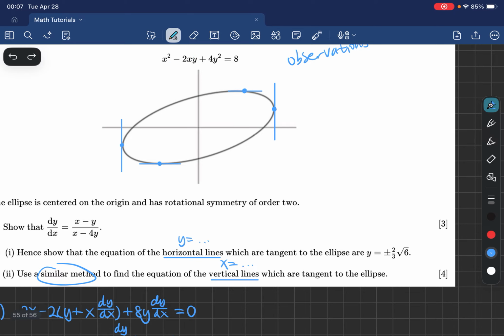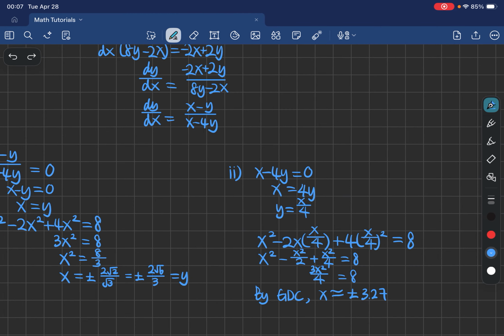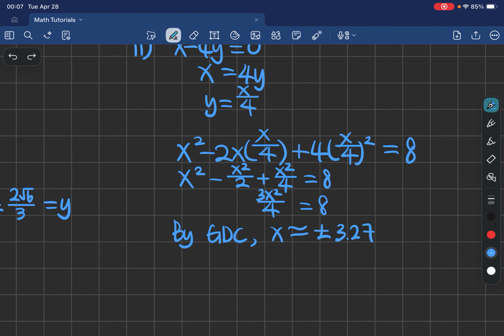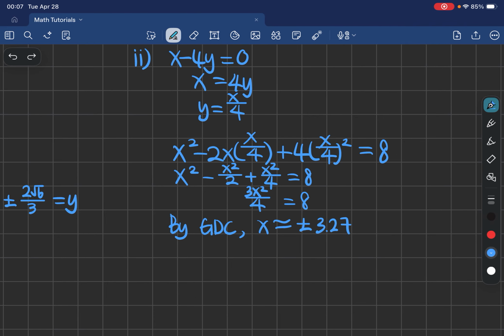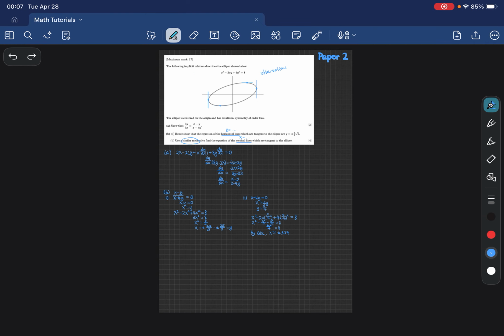That means we should substitute y with something of x. So y equals x over 4, right? And then we put everything back into the original equation and then combine a little bit. And since this is paper 2, you can use the GDC for this part. x is approximately plus or minus 3.27 for the equation of the vertical lines.